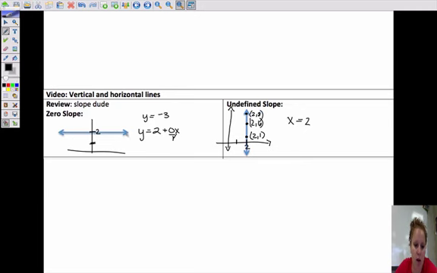In the same way, over here, y was always 2. This could be the point 2, 2. This could be the point 5, 2. This could be the point -3, 2. All the y's are 2 here. In an undefined slope line, all the x's are the same. Okay?